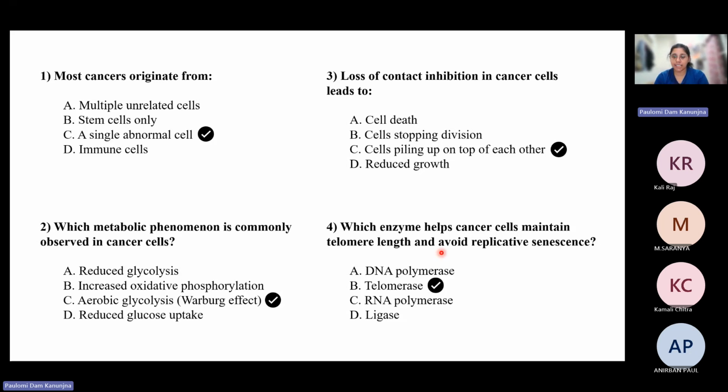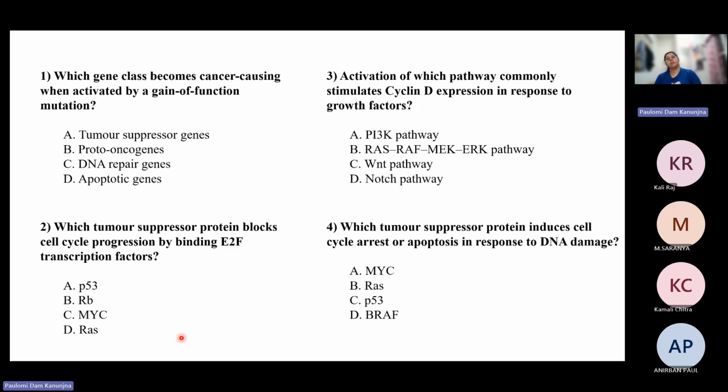Okay, and the last set of questions. Which gene class becomes cancer-causing genes? Basically, gain of function mutation leads to which set of these genes becoming cancer-causing? Which tumor suppressor protein blocks cell cycle progression by binding E2F transcription factors? Activation of which pathway commonly stimulates cyclin D expression in response to growth factors? And which tumor suppressor protein induces cell cycle arrest in response to DNA damage?